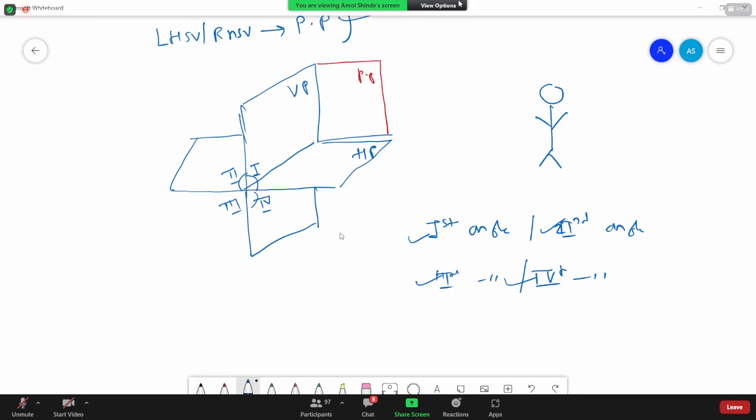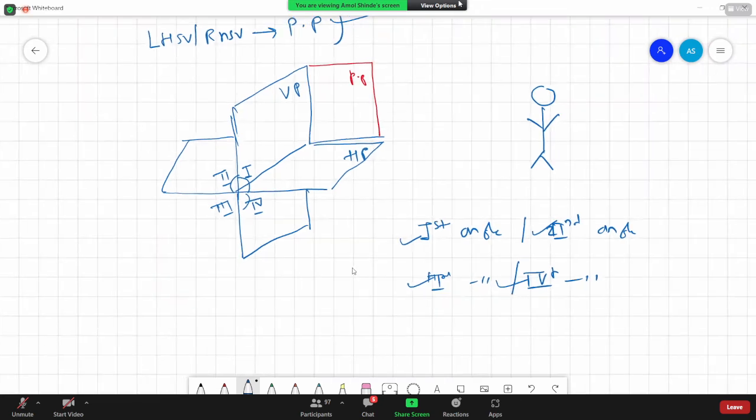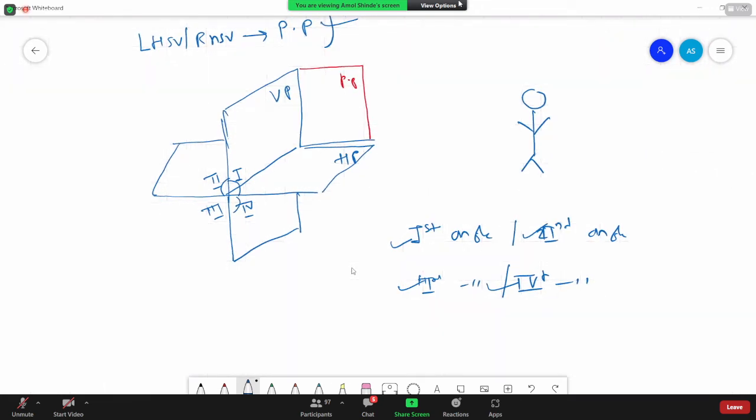We learned in geometrical drawing in the first semester. What is first angle projection? Anyone know what this first angle projection is? पता है किसी को? Projections in first quadrant. Yeah. So if I place an object in the first quadrant, I'll get certain views, right?